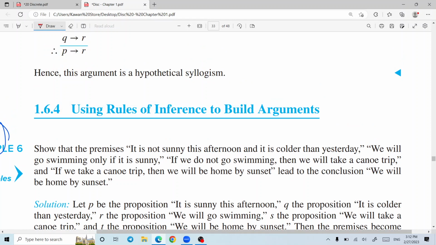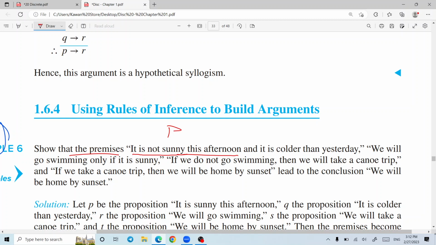Here's an example. Show that the premises, these sentences, form an argument. Okay. It's not sunny. Why negation? Okay. Maybe you are right, maybe you are wrong. Here I am not supporting you at the beginning. I say P in my mind. Why? Because I don't know if it's sunny or not.